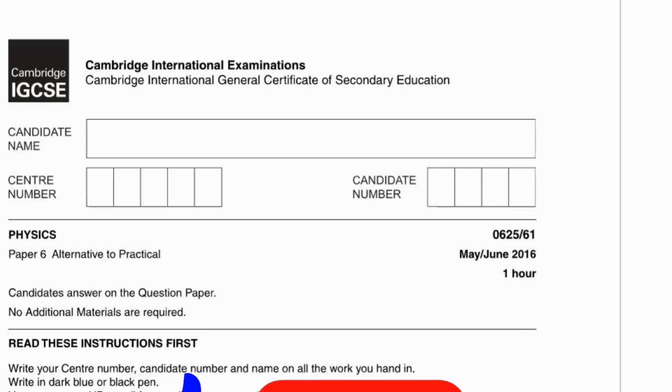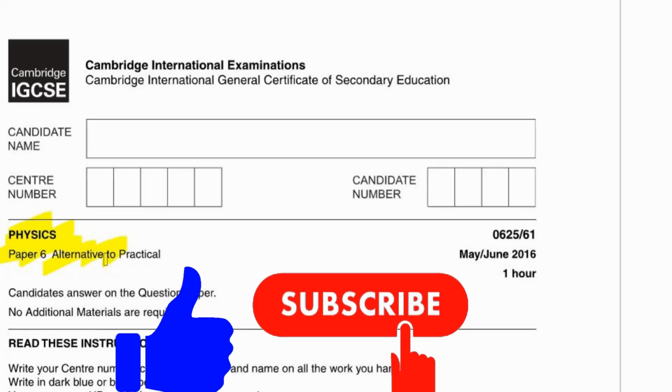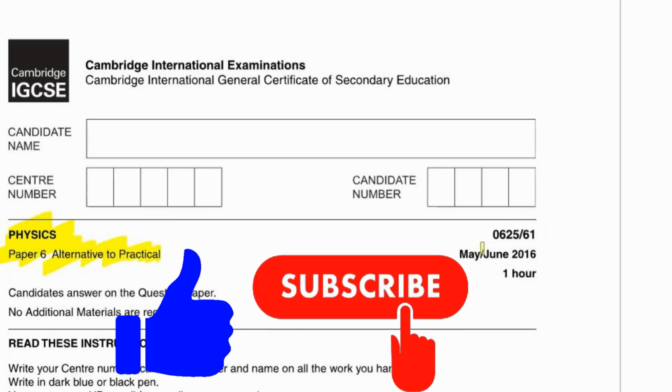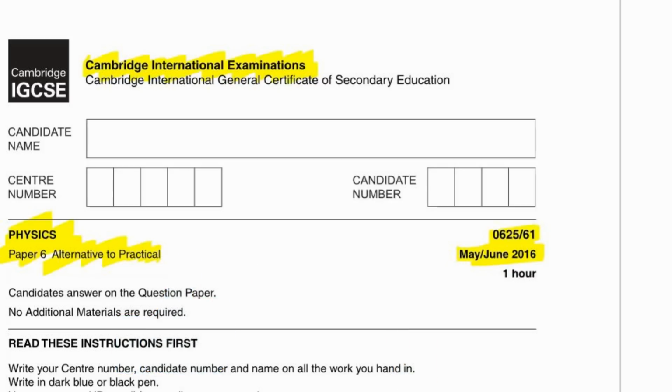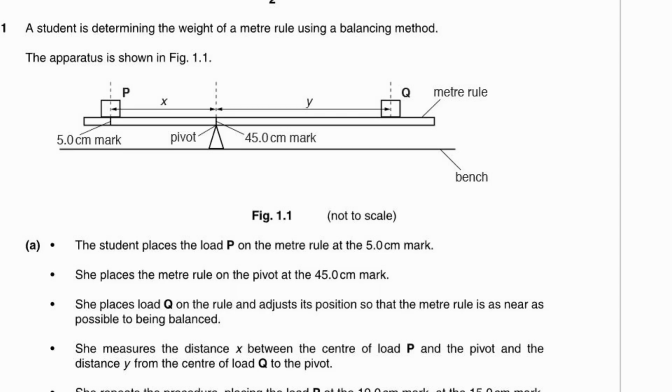Alright, today we're going to be looking at the Physics Paper 6 Alternative to Practical paper. That's from May-June 2016. The paper code is 0625/61 and this is the Cambridge International Examination. Are you ready to begin?